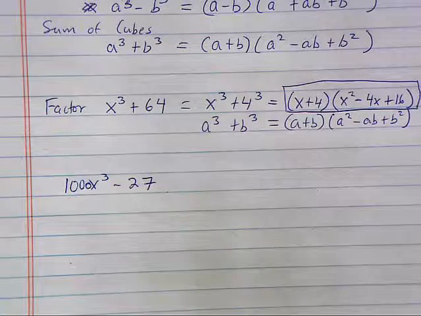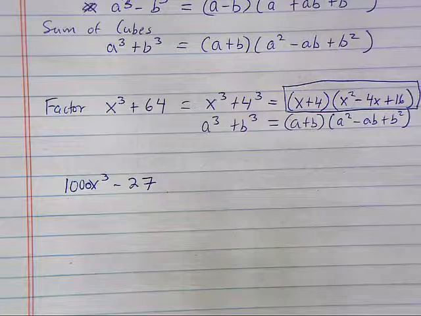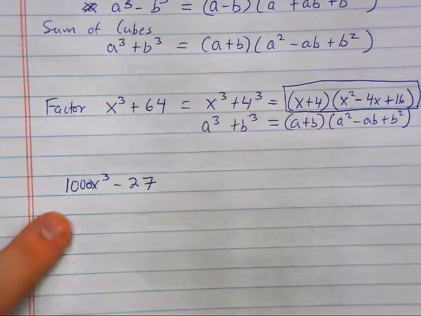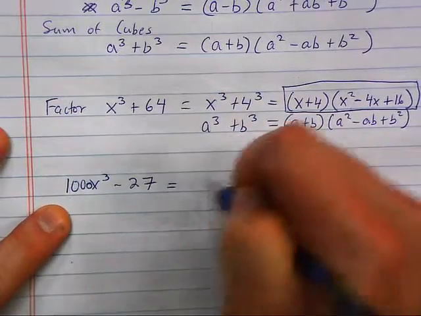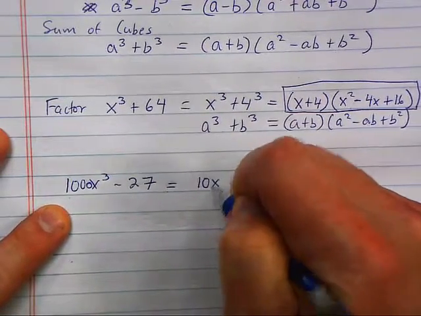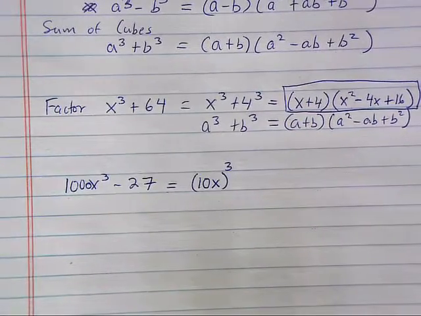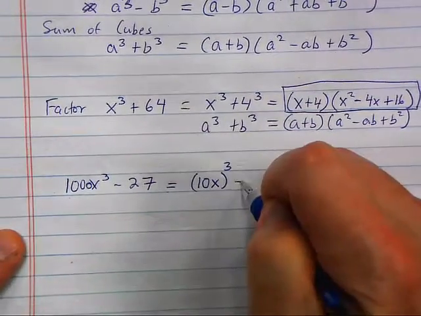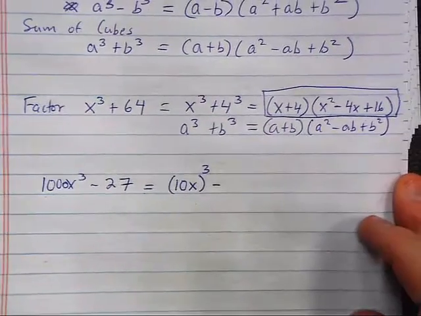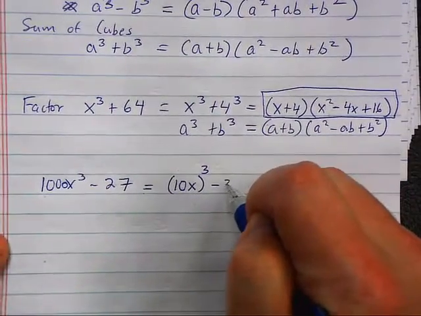Well, what if it were 100 there? Our answer would be, does it fit into any of our formulae? No, so what would our answer be? Prime. Our answer would have been prime. All right, I wanted it to be 1,000 though. So 1,000 happens to be 10 cubed. So this first piece I'm going to write as 10x whole thing cubed, minus 27 happens to be 3 cubed.